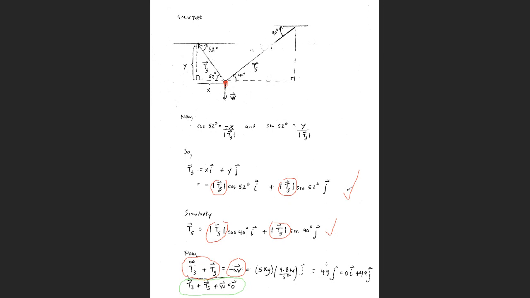Now, what would that weight vector equal? Well, it's pointing downward, so there's no I component. It's strictly a J component. But what would the component be? I have 5 kilograms times 9.8 meters per second squared. That's a force, right? Where am I getting that?